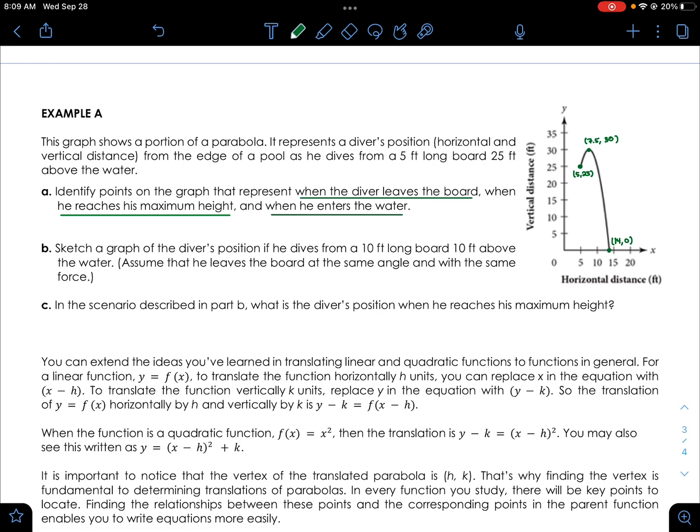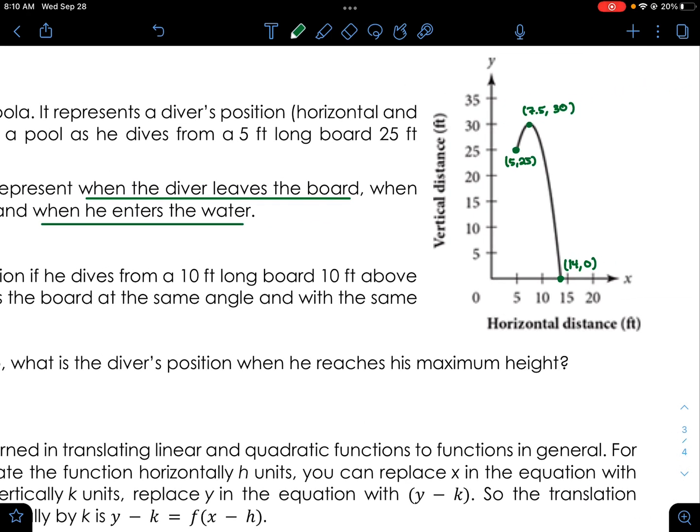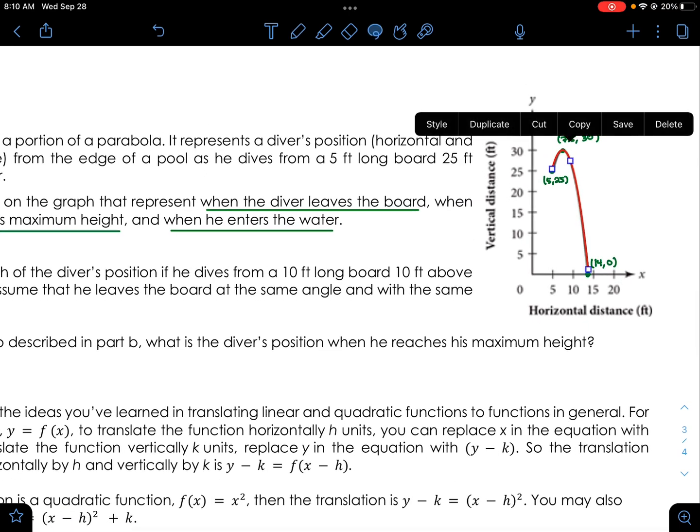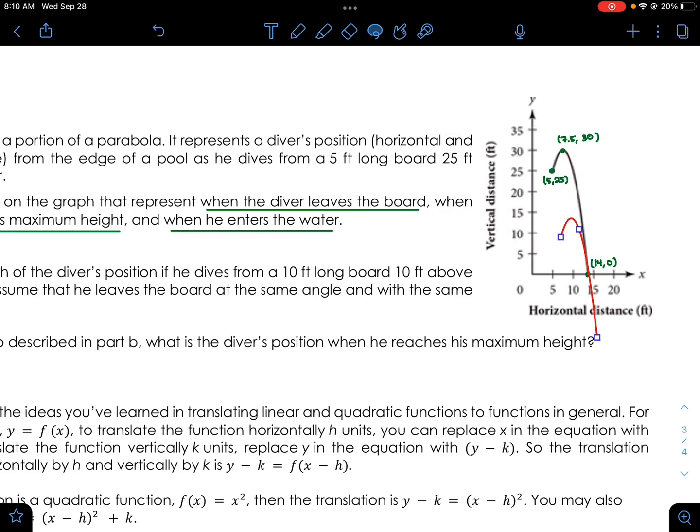So now it says sketch a graph of the diver's position if he dives from a 10-foot long board 10 feet above the water. So if we did that, what we might do is just highlight this or make my own little parabola. There we go. So right there. And if we think about what this means, it means that his starting point would be at 10 feet out, 10 feet over the water, which would be somewhere right about there. So at 10 feet out, 10 feet up in the air, he leaves the board.